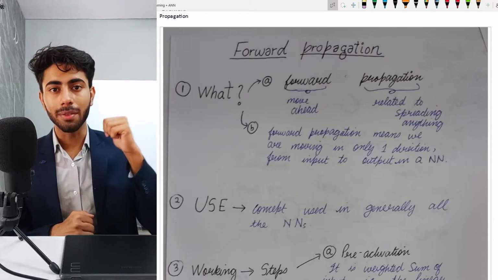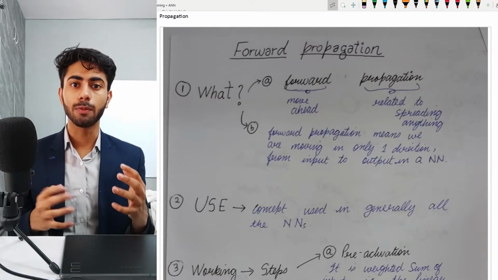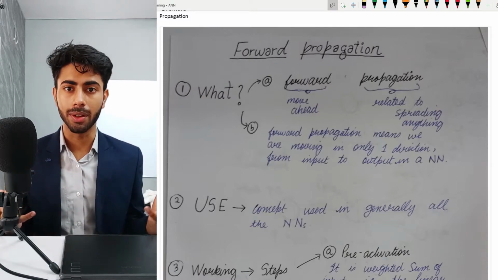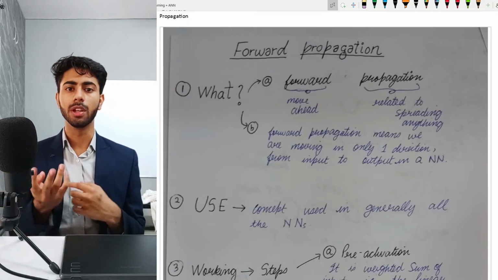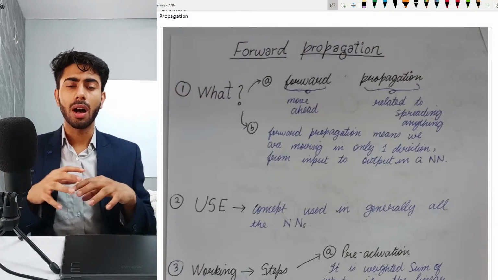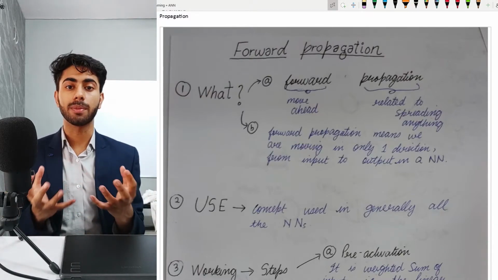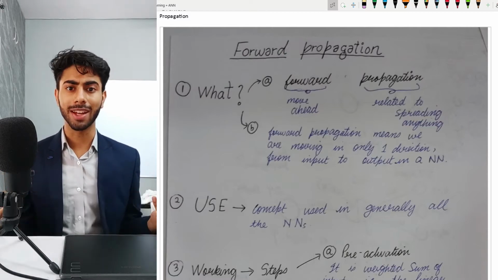So if you have seen the previous video, by now you must know what a feed-forward artificial neural network is. In this video, we will be learning what forward propagation is, where we use it, how it works, and what the different steps involved in its working are. So without wasting any time, let's get started.